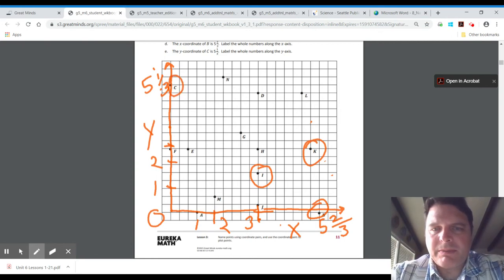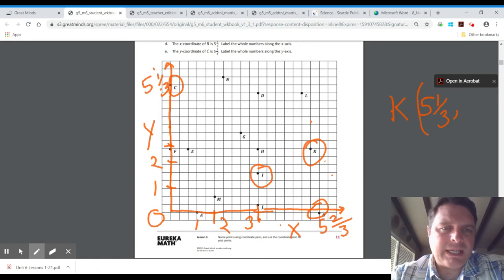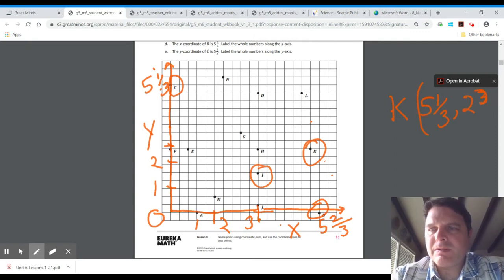I'm going to start. I want to list these out here. So let's do K. K is going to be, since B is at 5 and 2/3 X, there would be 1/3 less. So that's going to be 5 and 1/3. And the Y for K would be at 2 and 2/3. Okay, that's it.